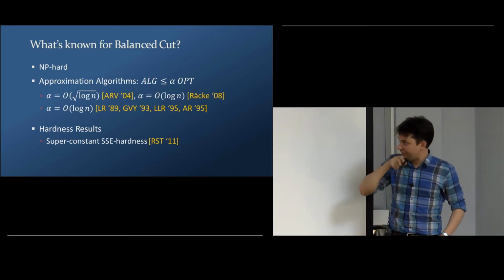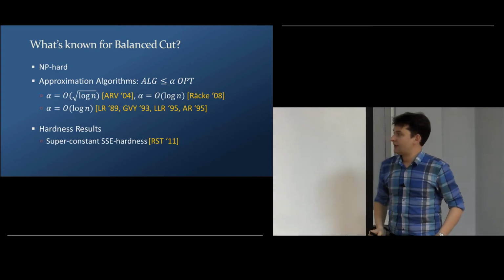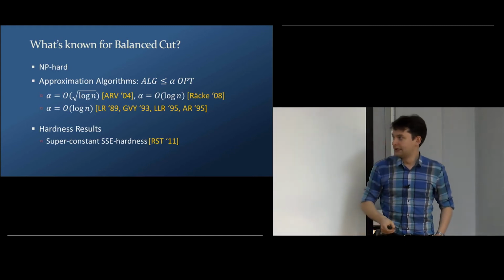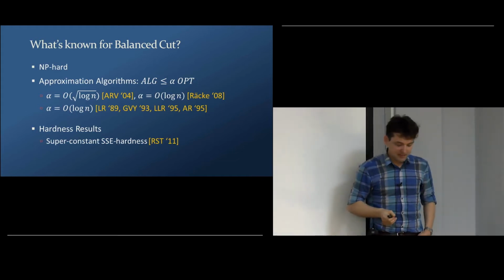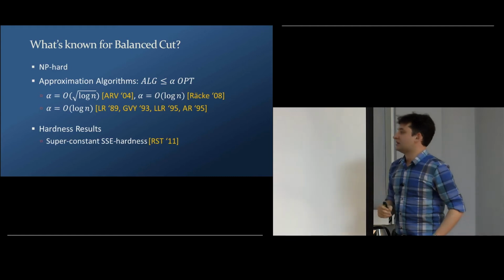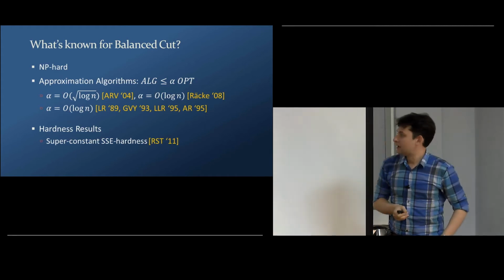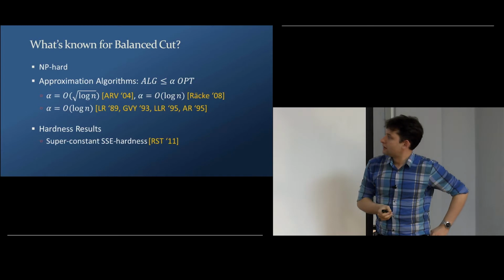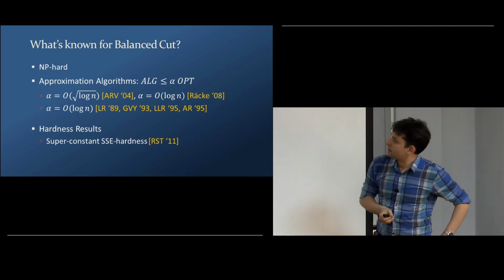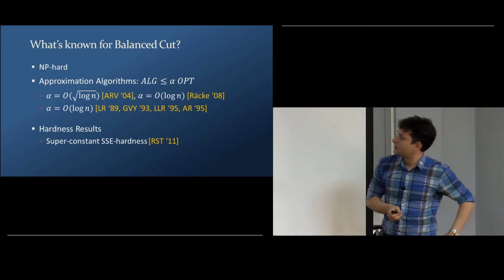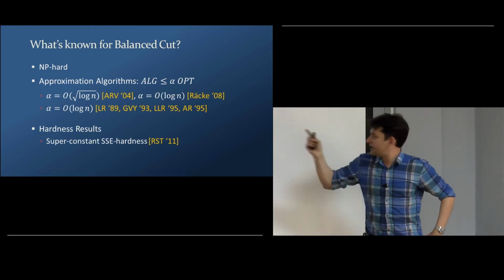So the first polylogarithmic approximation for this problem was given by Leighton and Rao in 1989. They gave an algorithm based on linear programming. Then their result was generalized for maybe different variants of the problem by Aumann and Rabani, and Linial, London, and Rabinovich in '95.